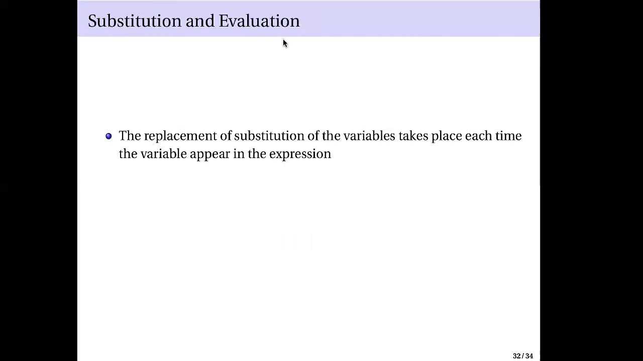Now, the last part of this discussion, so we'll just finish this in 4 minutes, is substitution and evaluation. Substitution or evaluation is the replacement of the variable. It takes place each time the variable appears in the expression.